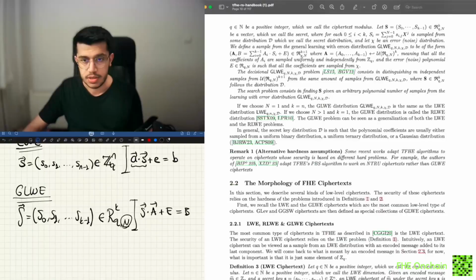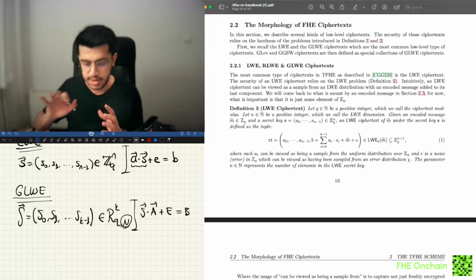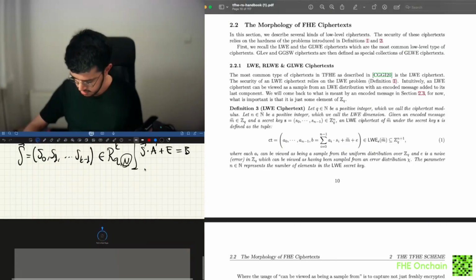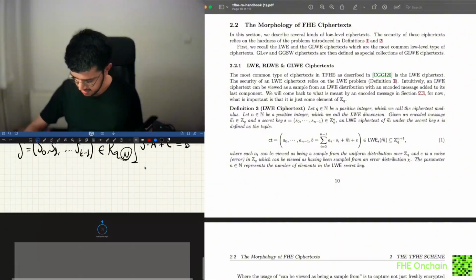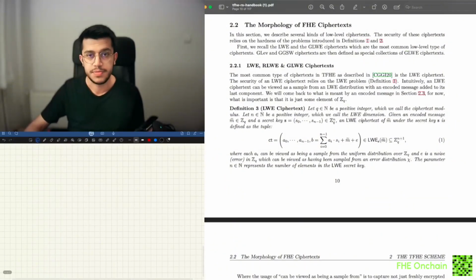Okay. Yeah, we have today's main topic, the morphology of ciphertext. So let me quickly refresh or get to the new page, but I'm not able to do it. I don't know why. I'm not used to this, but it's a good practice though.